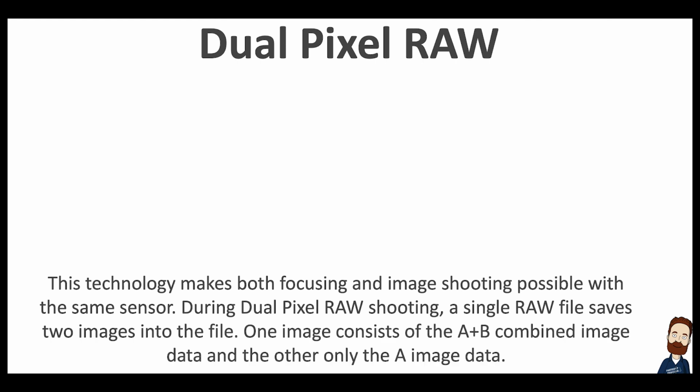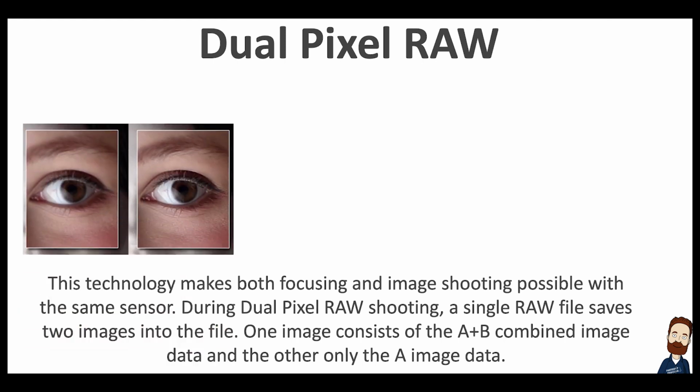So the focusing is actually happening on the sensor as well as taking the pictures, capturing the images. What happens is during dual pixel RAW shooting, a single RAW file saves two images into the file. One image consists of A and B combined image data, and the other is only the A image data. So what does this mean?